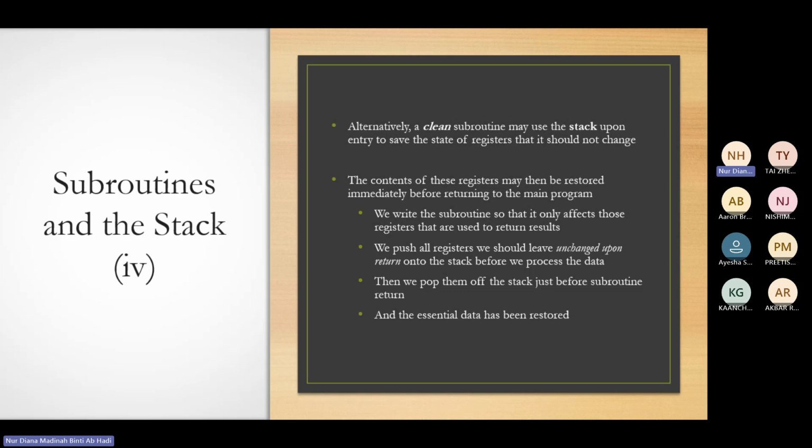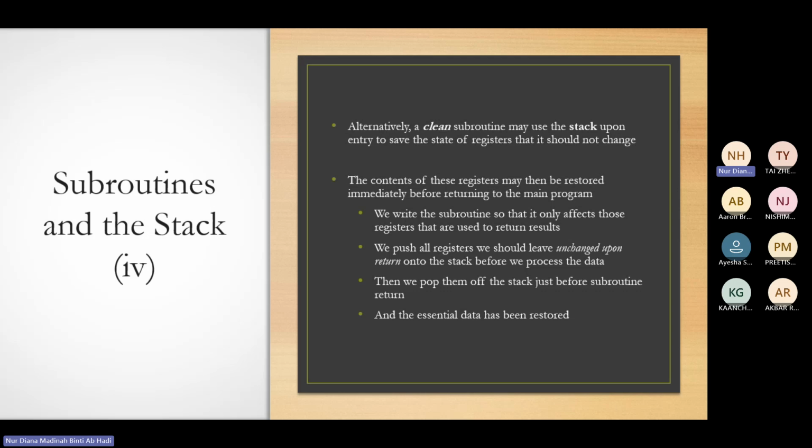Okay, alternatively, a clean subroutine may use the stack upon entry to save the state of registers that it should not change. The contents of these registers are restored immediately before returning to the main program. So we will start by writing the subroutine so that it only affects those registers that are used to return the results. We push all the registers we should leave unchanged onto the stack before we process the data.